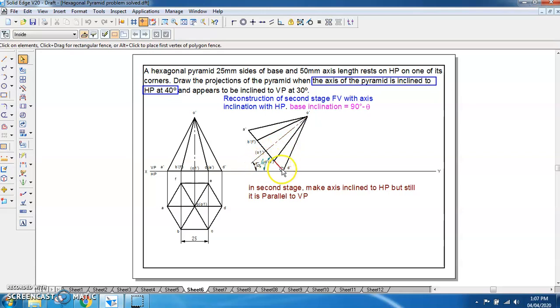So always prefer to use the base inclination in the projections of pyramids. If you maintain the base inclination as 90 minus theta, where theta is the axis inclination, you will be getting the axis inclination as theta. So this is the principle which we have to use while making the inclination with respect to HP of the axis of the pyramid. We have to go with the base inclination of the pyramid. So once we reconstruct this figure over here, we have to project all these points like this.